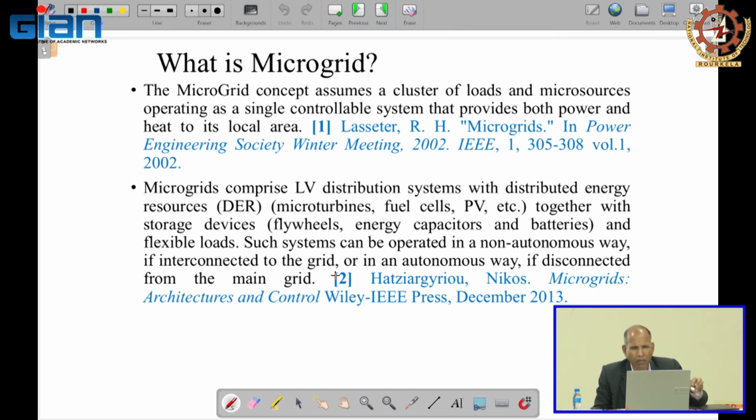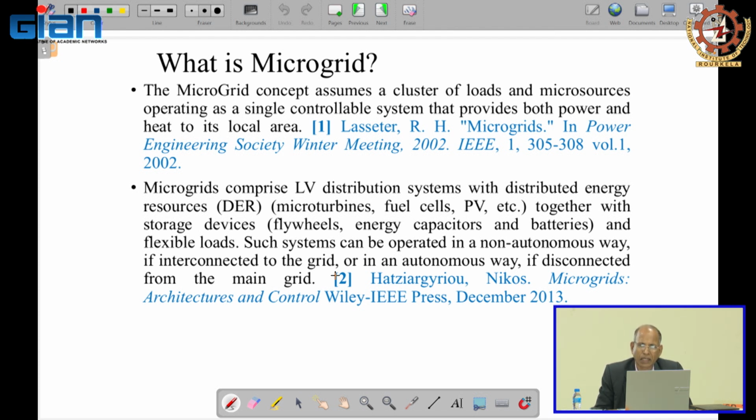Then another definition states that microgrid, as the name indicates, is a small power system. Mainly this microgrid will comprise renewable energy sources, which can be photovoltaic systems. Depending upon availability of resources, there can be other renewable energy sources. Here we are talking fuel cell, but depending upon the availability of renewable energy sources, it can be any source.